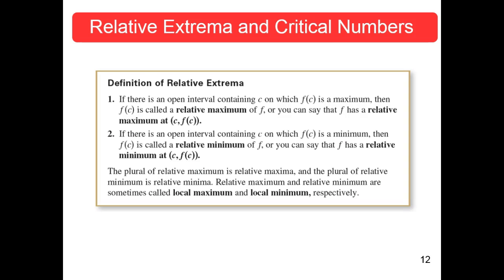Here's your definition. If there is an open interval containing c on which f of c is a maximum, then f of c is called a relative maximum. In other words, if there's some open interval that is a maximum, you can make that as small an interval as you want, and it's an open interval, so you can't have the endpoints. You have to have an interior point. It's called a relative maximum of f, and you can say f has a relative maximum at c, f of c. Why c? We're going to call that a critical point later.